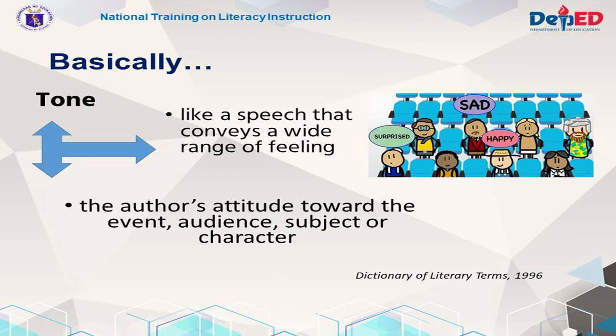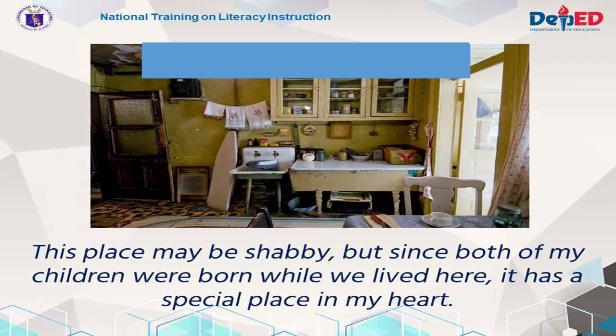Now, the common definition of tone is that it is the author's attitude towards what? The event, the plot, the audience, the subject, or the character. Now, let's have an example. Imagine you are reading a story, okay? And then the author described this place. What can you say about the place?